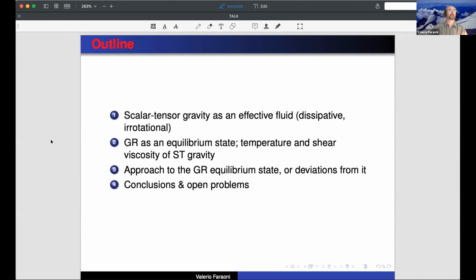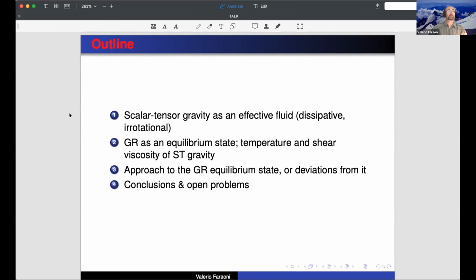First of all, I will remind people how you can describe scalar tensor gravity as an effective fluid. This turns out to be an effective, dissipative, and irrotational fluid. And I would like to take this fact to its extreme consequences, which are not that extreme, really. So there are two ideas that have been around for a while, although in a totally different context. The idea that general relativity could be an equilibrium state in a wider spectrum of theories of gravity.